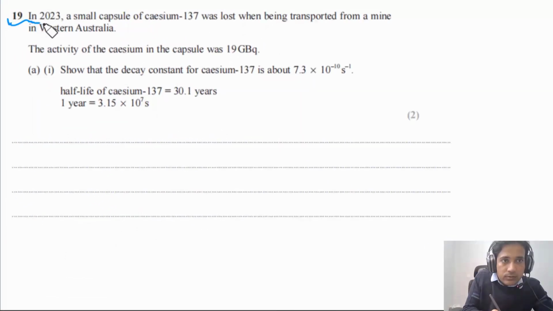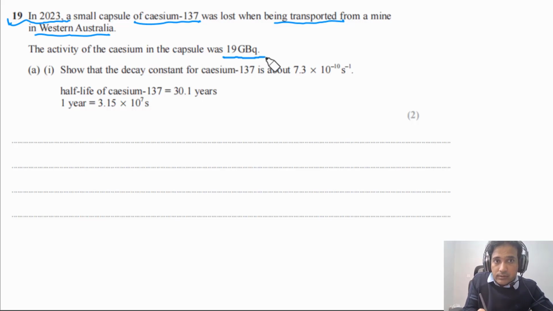Question 19 says, in 2023, a small capsule of cesium-137 was lost when being transported from a mine in Western Australia. The activity of the cesium in the capsule was 19 gigabecquerel. Show that the decay constant of the cesium is about this value. And we need to be careful.